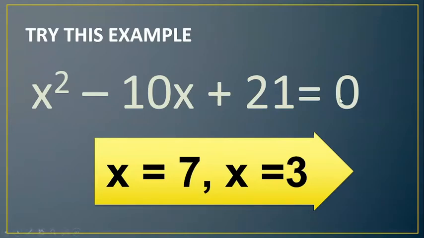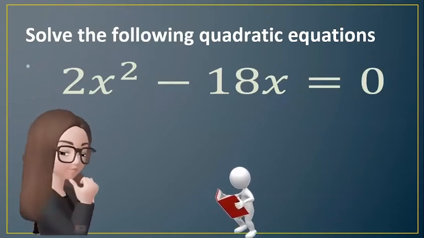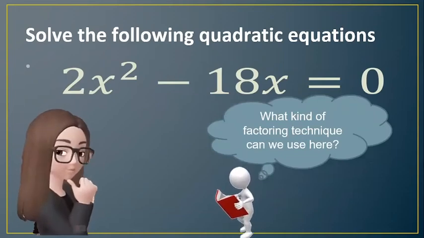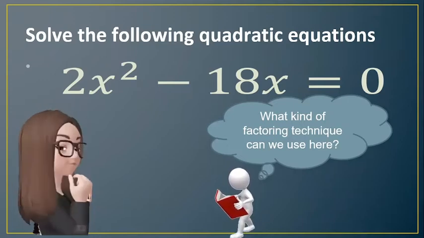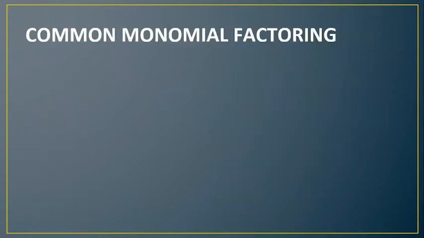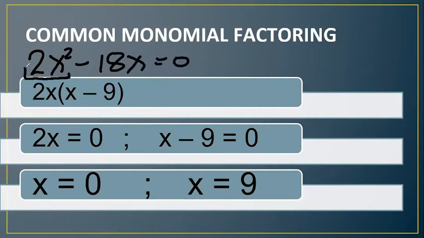Let's try another factoring method. We have 2x squared minus 18x equals 0. The question is, what kind of factoring technique can we use here? That's the first question you have to answer if your given is already in standard form. In this example, we're going to use common monomial factoring. We have 2x squared minus 18x equals 0, and we're going to factor out 2x.